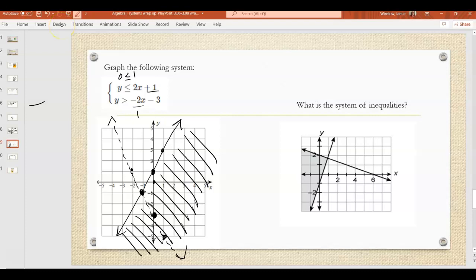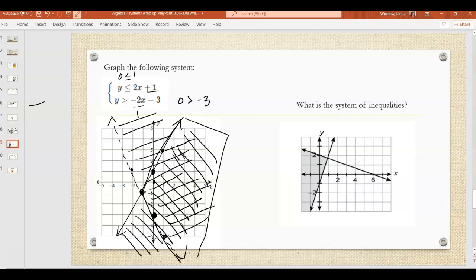So let's pick 0, 0 again. Is 0 greater than -3? And it is. So we will shade over 0, 0. Ooh, this worked out kind of cool. You can see the crosshatch is where the solution set is, this area over here. If you were to pick anything over there, it would work in both of the inequalities.